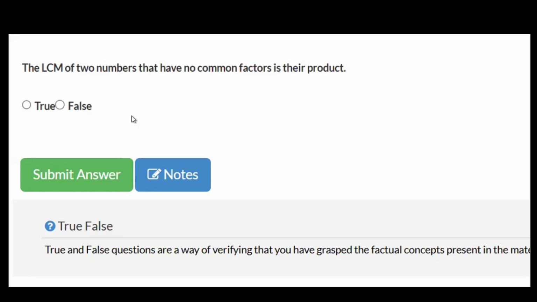Read this. The least common multiple of 2 numbers that have no common factor is their product. True. Correct. This is true, yes.